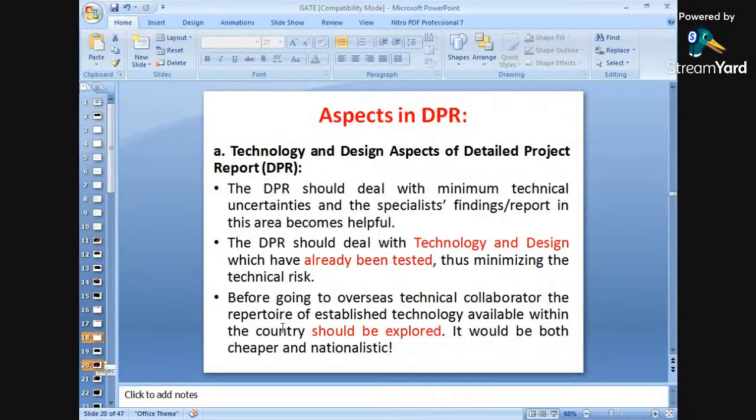Okay? So before going overseas, technical collaborators and established technologies available within the country should be explored. The different technologies which are available will also be explored. It will be taken care of in the DPR. Okay?